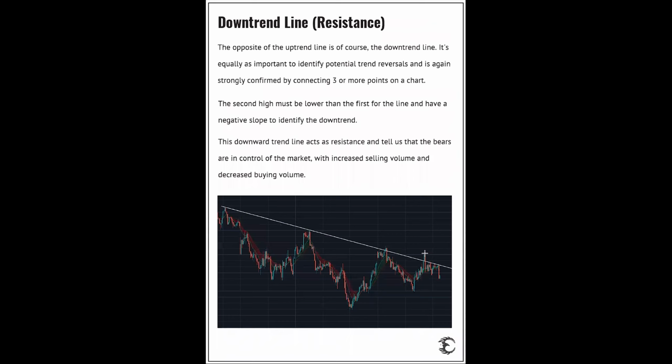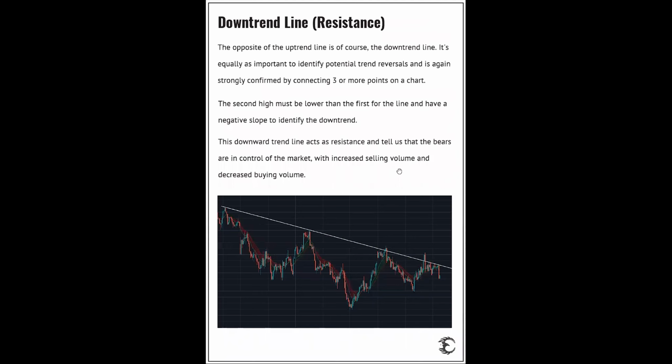We don't worry about this. This is what's called a false breakout that we'll get to in just a second. We can see we've got 1, 2, 3, essentially 4, 5 very strong touches on this line, which indicates a very strong point of resistance.